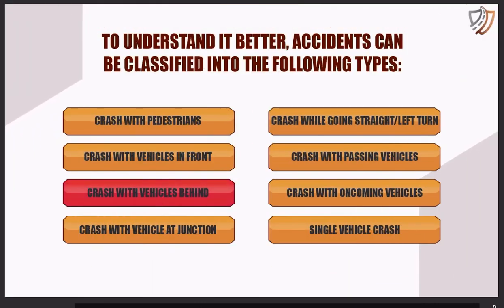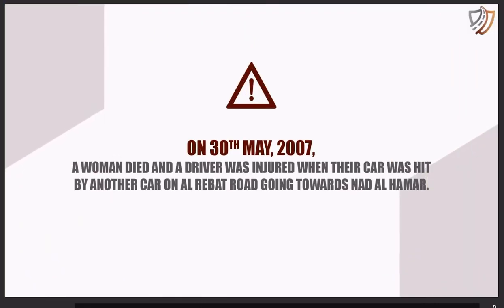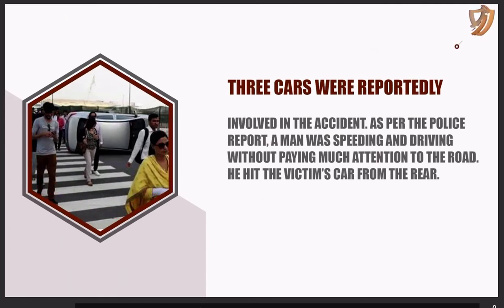Crash with vehicle behind. On the 30th of May 2007, a woman died and a driver was injured when their car was hit by another car on Al Ribat Road going towards Nad Al Hamar. 3 cars were reportedly involved in the accident. As per the police report, a man was speeding and driving without paying much attention to the road. He hit the victim's car from the rear.